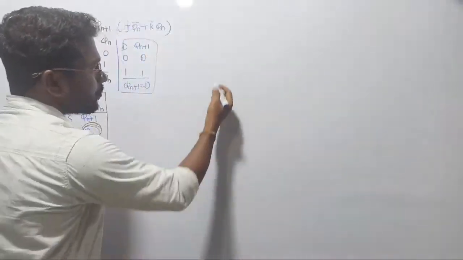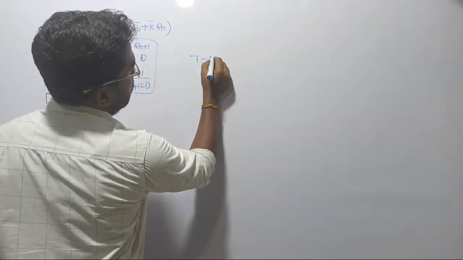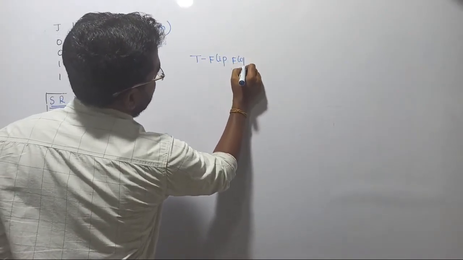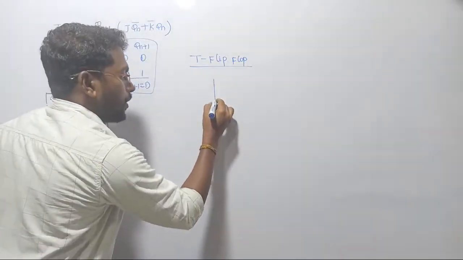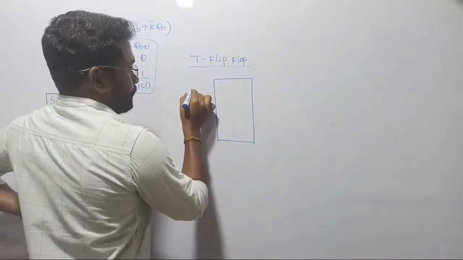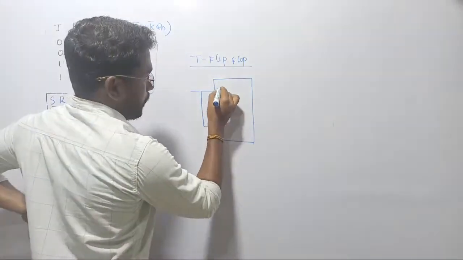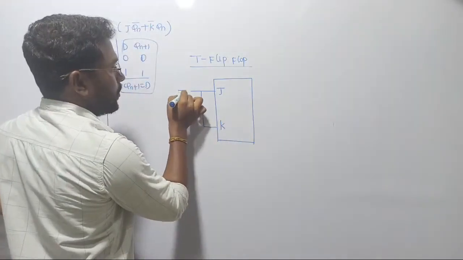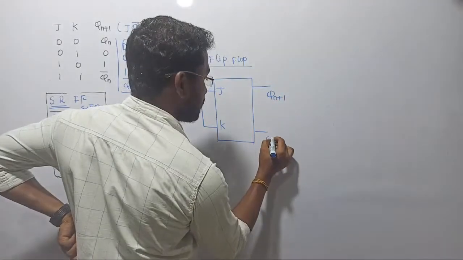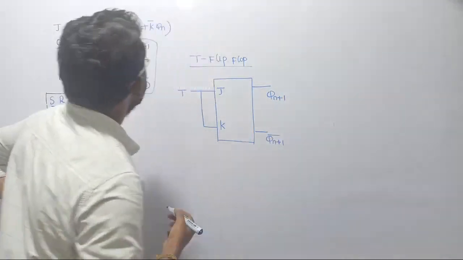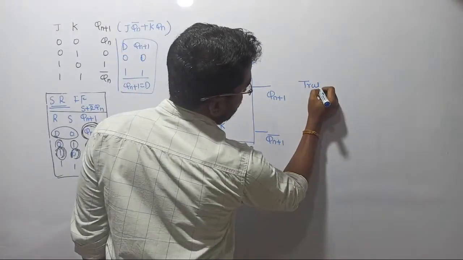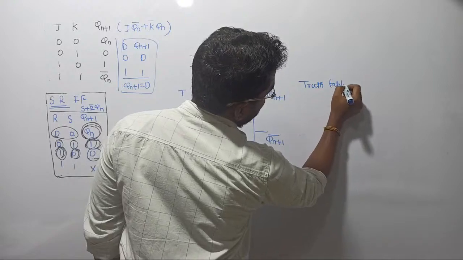So let us design the T flip-flop. In the T flip-flop, what we are going to do, let us see. This is J, this is K, this is going to be T. Once again, let me consider the outputs as Qn+1 and Qn+1 bar. Fine. So what is our next task? Immediately we have to design the truth table for this system. So that is going to be the truth table.